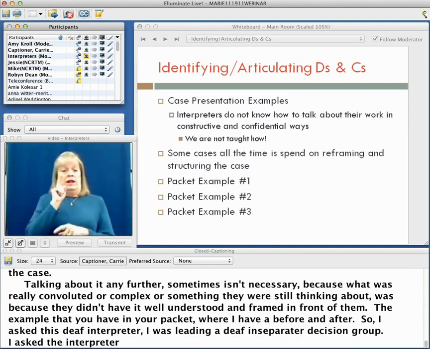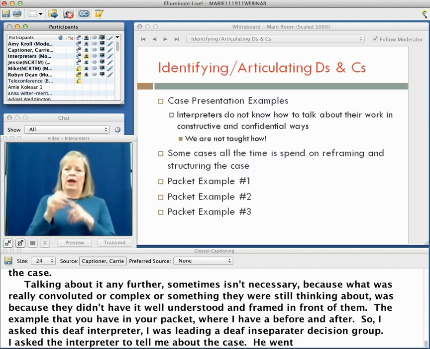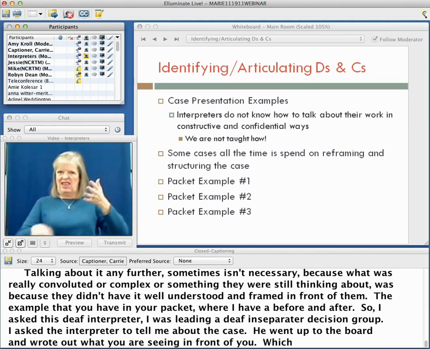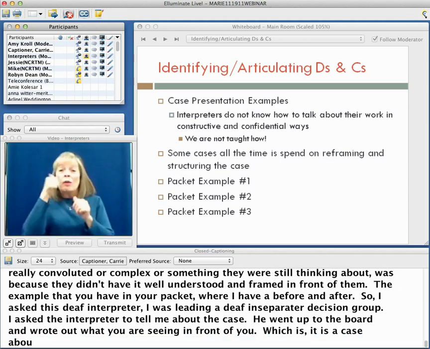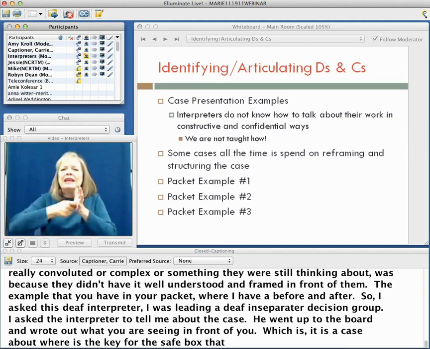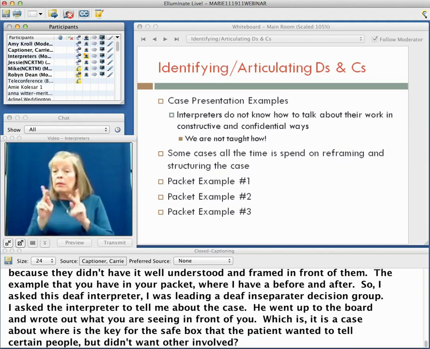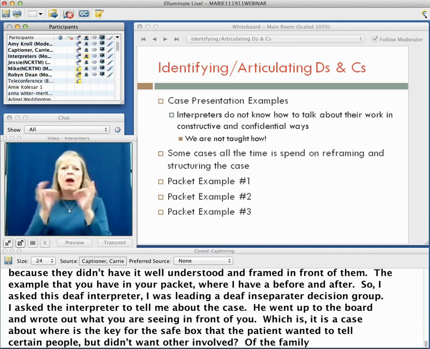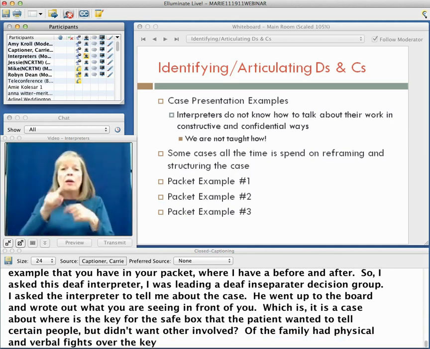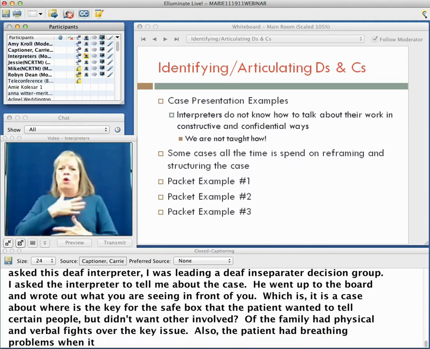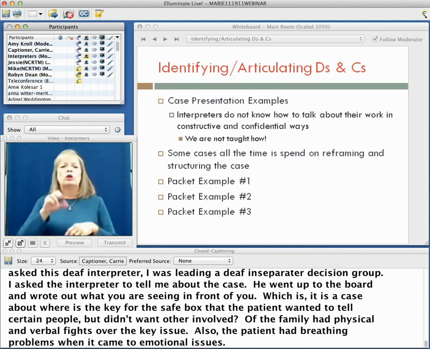And so he went up to the board and he wrote out what you see in front of you, which is a case about where is the key for the safe box that the patient wanted to tell to certain people, but didn't want others involved. Some of the family had physical and verbal fights over the key issue. Also, the patient had breathing problems when it came to emotional issues. So when he got done writing, I said, is that it? And he said, yeah, that's it.